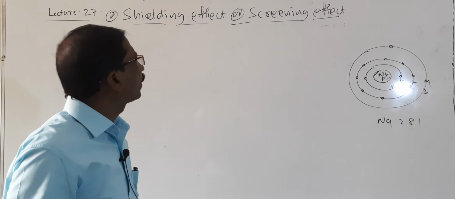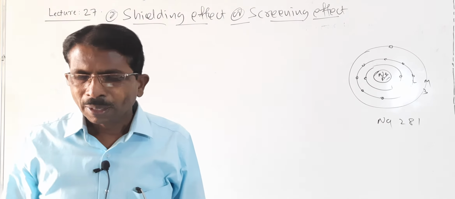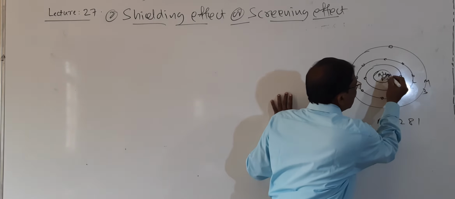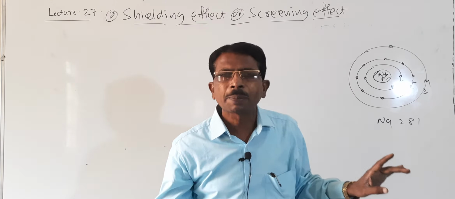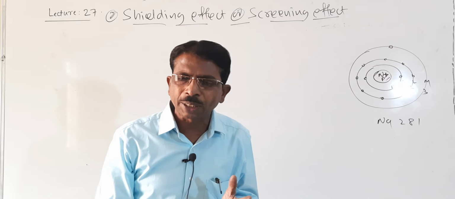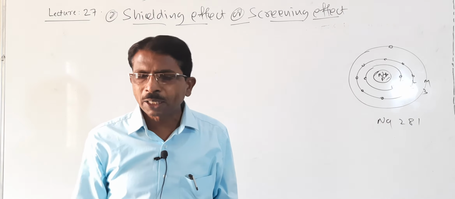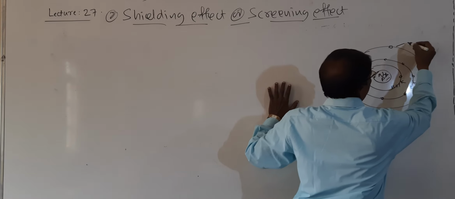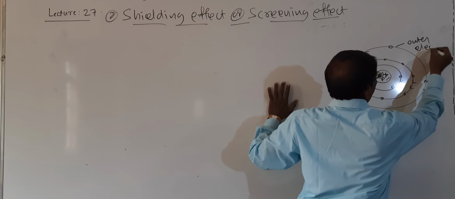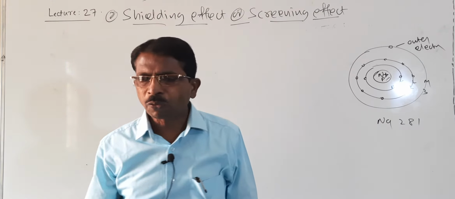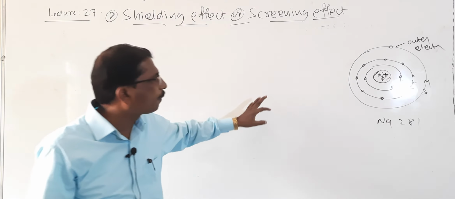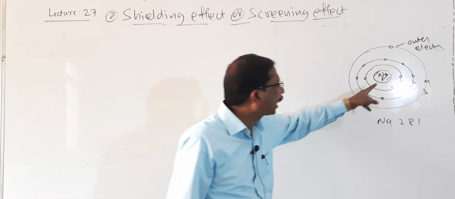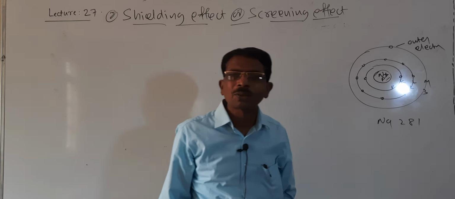Then what is the shielding effect or screening effect? So remember, the nucleus is present at the center and has a positive charge. The nuclear force of attraction on the outer electrons, so this is the outer electron, on the outer electron of an atom is lowered by the electrons present in the inner orbitals.